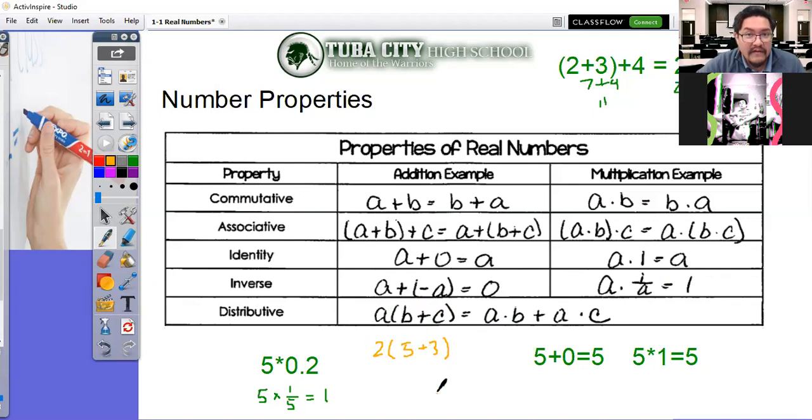All right, so I followed the order of operations. I did the parentheses first. But what if I were to do the multiplication first? So what if I were to do 2 times 5, which is 10, and 2 times 3 is 6, and we still get 16. A lot of times they tell you to multiply it like this, and they'll draw little arrows to show that you multiplied both of the inside numbers times the outside number.